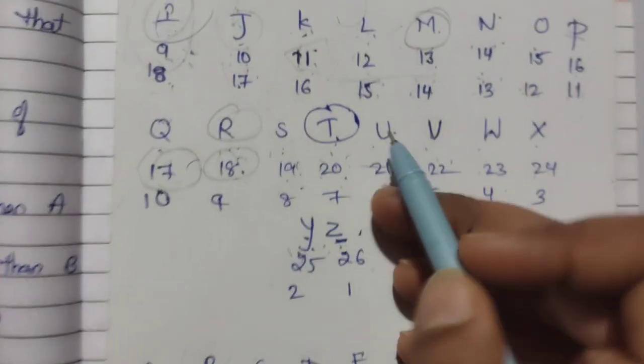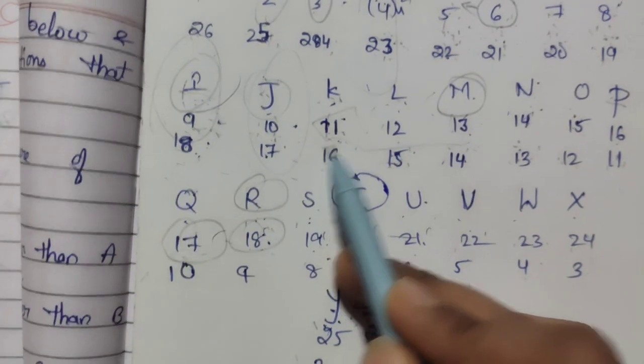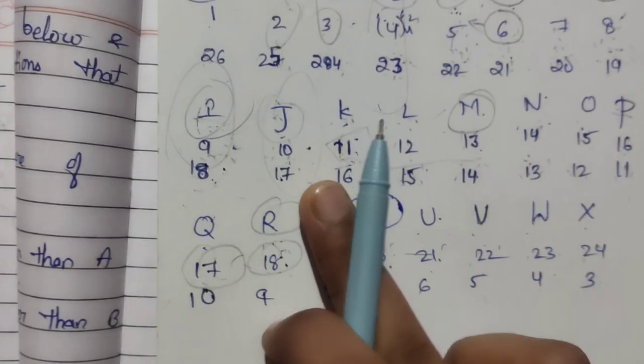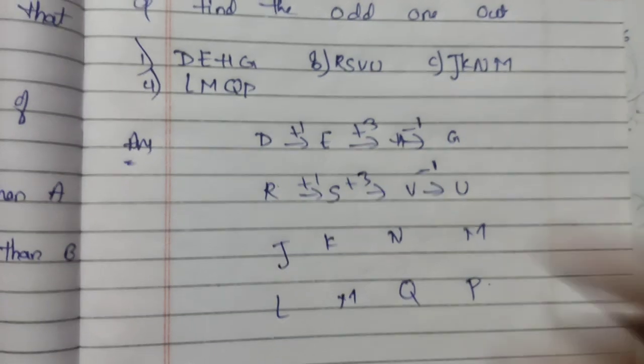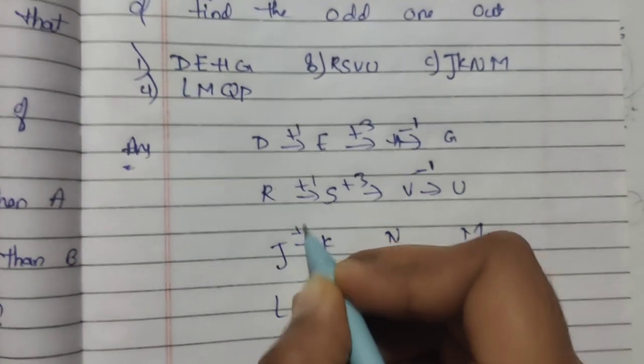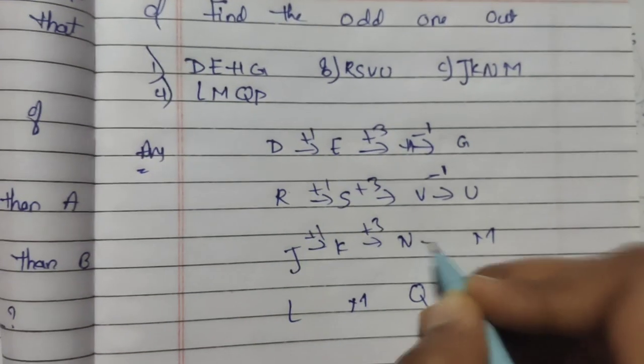J, K, N and M we will see. Here J plus 1 is K. Next K plus 3 will be N, and N minus 1 will be M. So J, K, N, M. Here also it is following the same pattern: plus 1, plus 3, and minus 1.